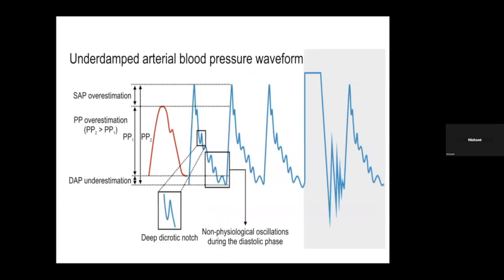This is an example of an underdamped arterial blood pressure waveform, compared to the normal arterial waveform in red. The underdamped arterial blood pressure waveform will overestimate the systolic pressure and underestimate the diastolic pressure. This results in a wide pulse pressure variation. And we can see many non-physiological oscillations in the dicrotic limb.